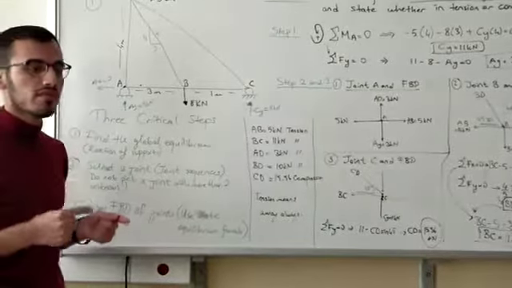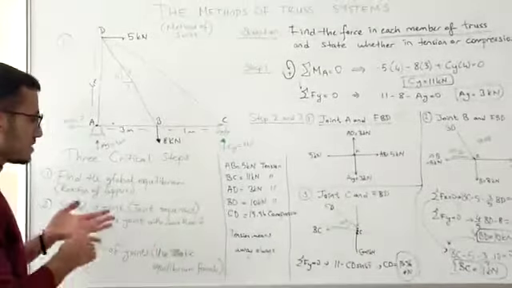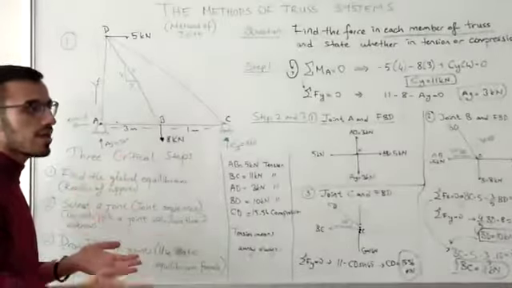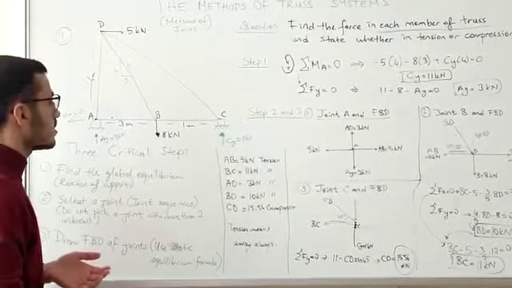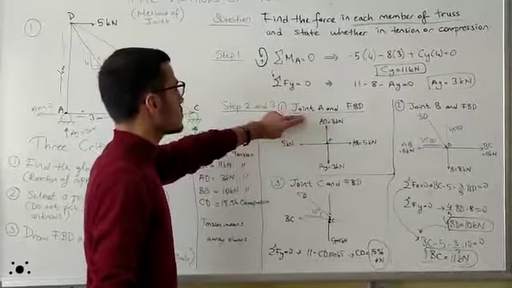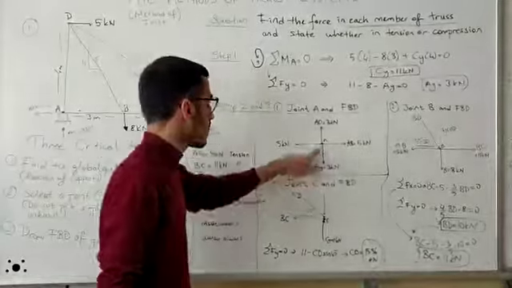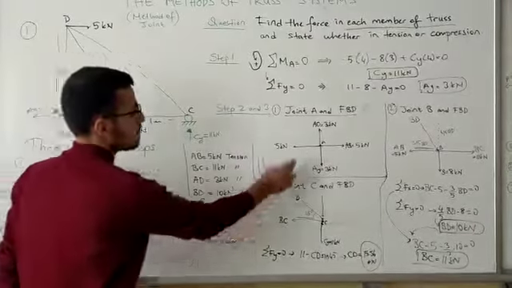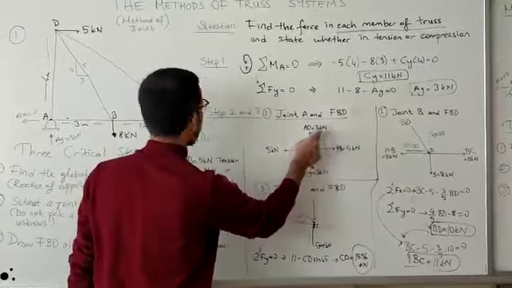We start with fewer unknowns, and then we try to find the unknowns step by step. Here I choose joint A and I draw the FBD. At joint A we have AB and AD. We need to find them.